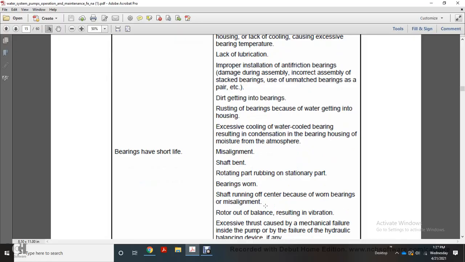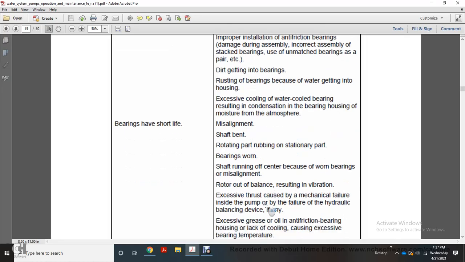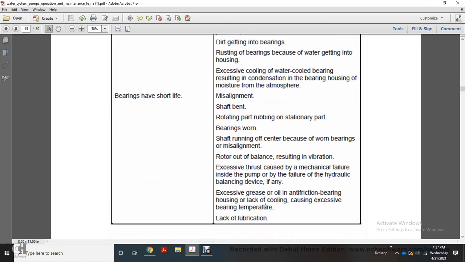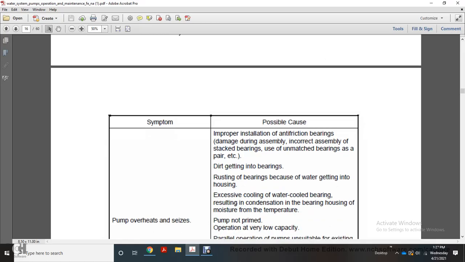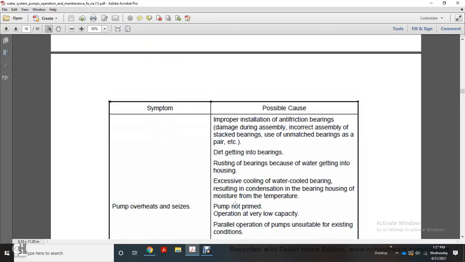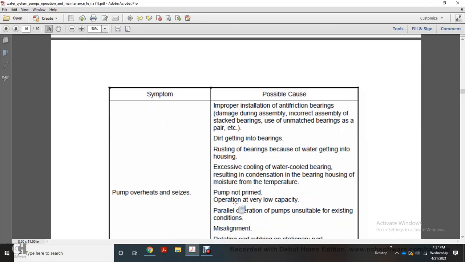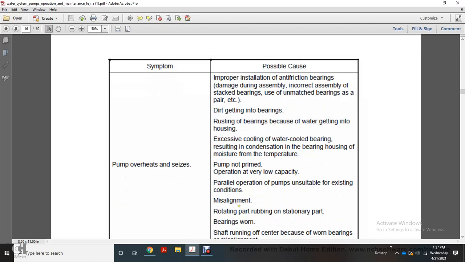Bearing has a short life: misalignment, shaft bent, rotating part rubbing the stationary part, bearings worn, shaft running off center because of worn bearings and misalignment, rotor out of balance resulting in vibration. Excessive thrust caused by mechanical failure inside the pump or failure of the hydraulic balancing device, if any. Excessive grease and oil in the anti-friction bearing housing, lack of cooling, causing excessive bearing temperature. Lack of lubrication, improper installation, anti-friction bearing damage during assembly, incorrect assembly, stacked bearings used as unmatched bearings in a pair. Dirt getting into bearings. Rusting bearings because of water getting into the housing. Excessive cooling water, resulting in condensation and moisture in the bearing housing.